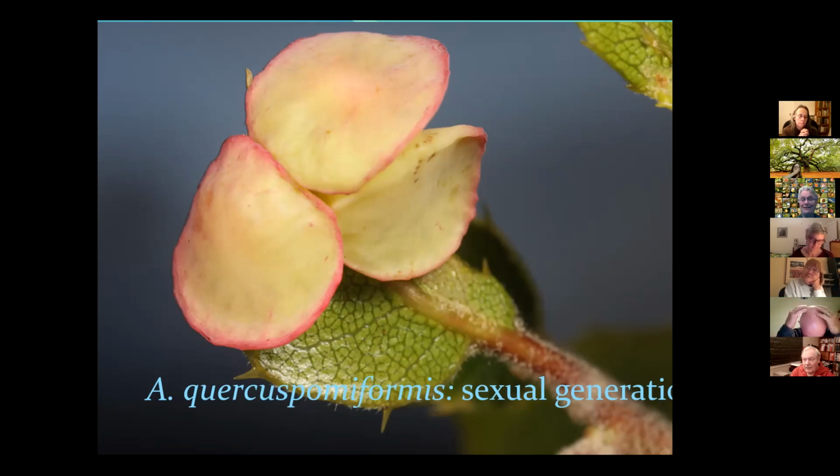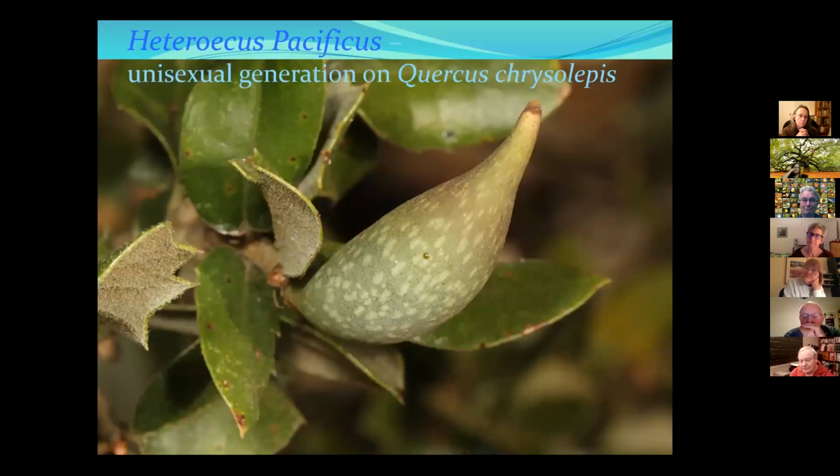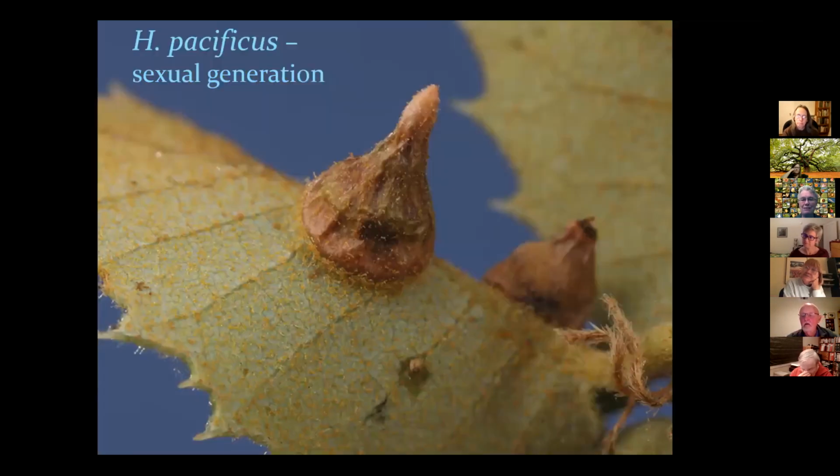and it's on the same oak species, but it's on a leaf. And here, the other one was a stem gall. Here's another stem gall. This, the unisexual generation, is a stem gall, a spindle gall. And we're going to see this again because these actually have an interesting inquiline story. Okay, the spindle gall is unisexual.